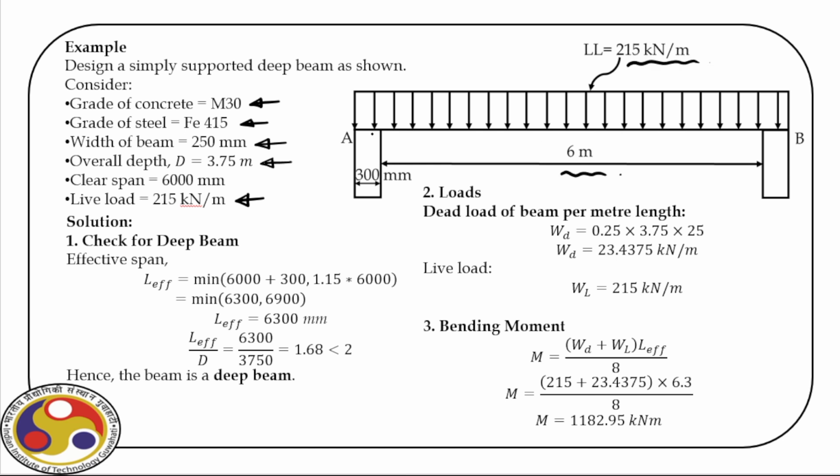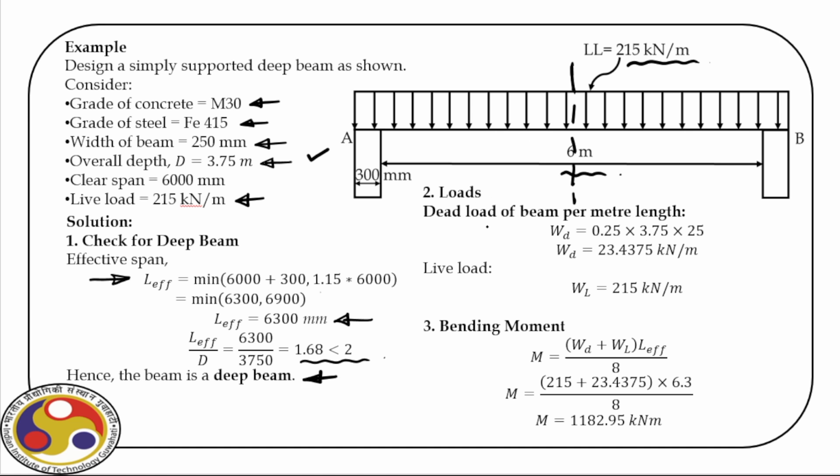It is a simply supported beam, so you can expect it will have a maximum sagging moment at the middle. For that, let us first evaluate the effective span, L effective. It is minimum of these two. So we have L effective here 6.3 meter. Now L effective by D, with D as 3.75 meter, so 6.3 meter by 3.75 meter, which is 1.68, which is less than 2. So as the supports are simply supported, we have a case of a deep beam. Next is what?